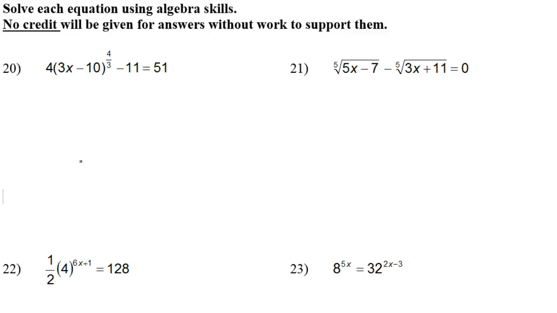Alright, in this video we're going to solve several equations. Now these equations involve exponents in various ways. Some of them, as you can see, have fractional exponents. Square roots are really fractional exponents as well. Like this is the same thing as 5 minus 7 to the 1/5 power. Alright, that's why they're showing up in this unit.